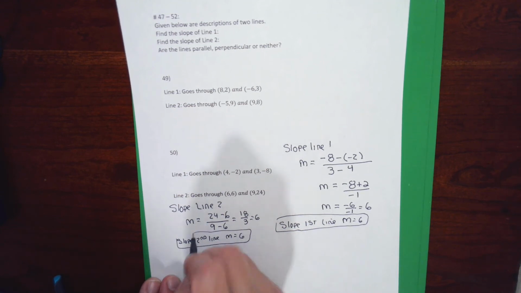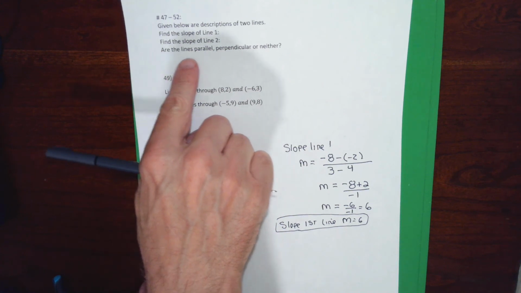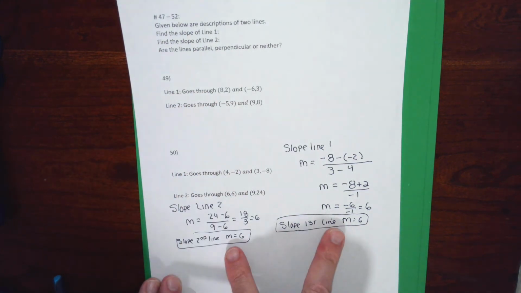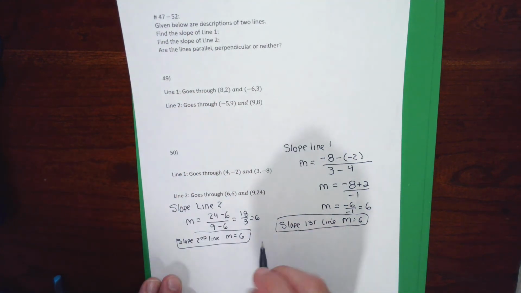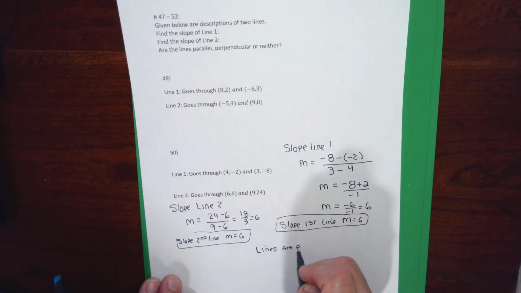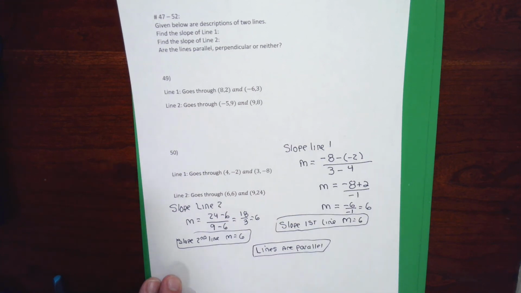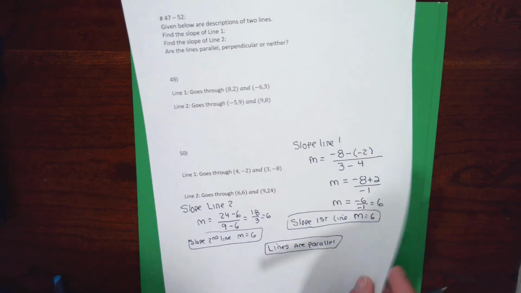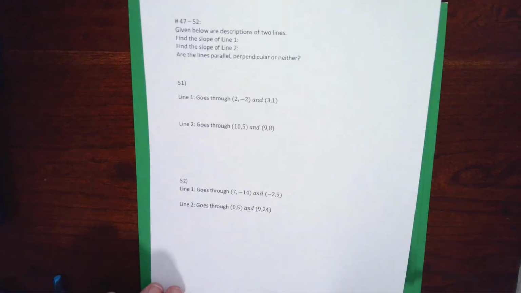Done with the second of the three questions. Now, are the lines parallel, perpendicular, or neither? Slopes are exactly the same, so these lines are parallel. One more, and we'll be done with this part of the video. Nice 25 minutes, that's a reasonable amount of time.